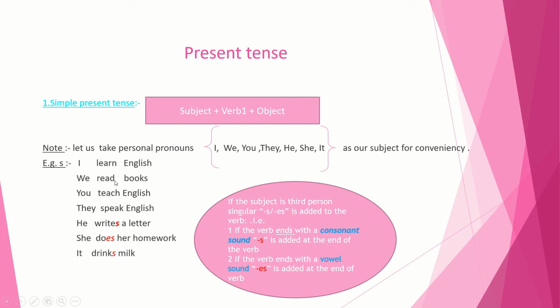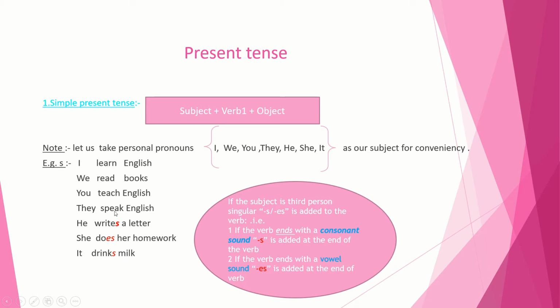We read. What do you read? Books is object. So you teach. You is subject. Teach is verb V1. So you teach. What do you teach? English is object. So you teach English.